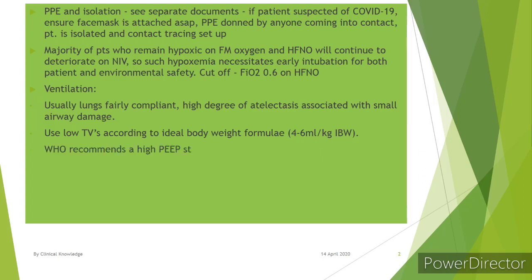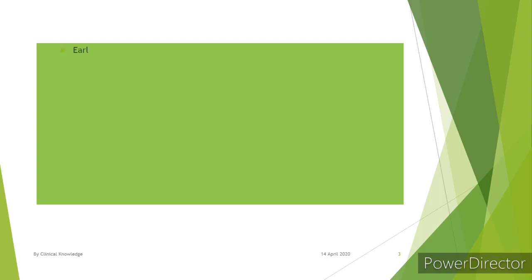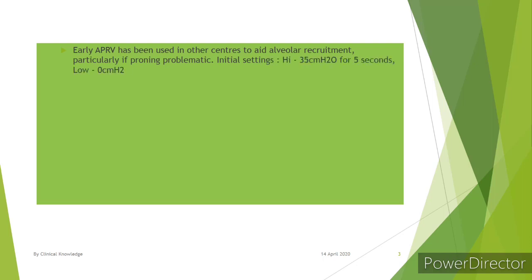Consider early paralysis and early proning if the P/F ratio is less than 150 after 12 hours of conventional ventilation, for 16 to 18 hour stints. Early APRV has been used in other centers to help alveolar recruitment, particularly if proning is problematic. Initial settings: high is 35 cm H2O for 5 seconds, low 0 cm H2O for 0.5 seconds.